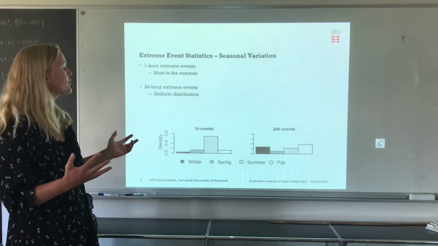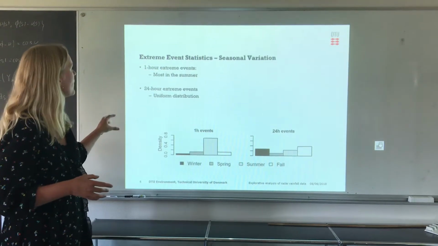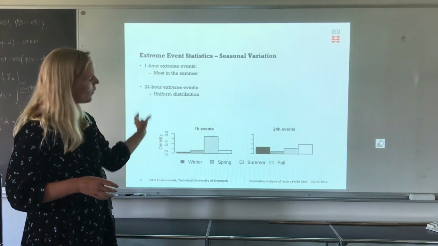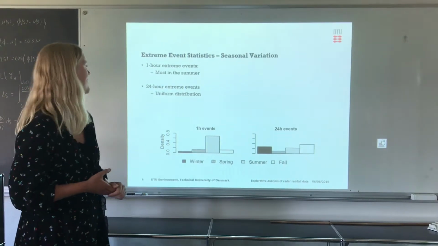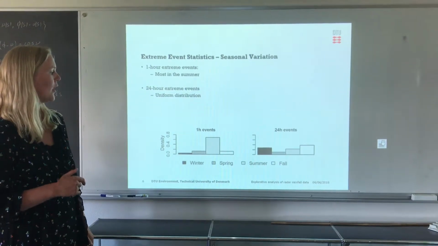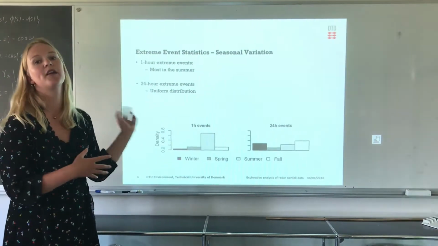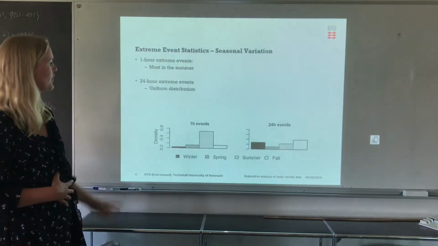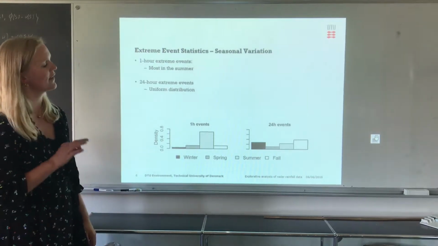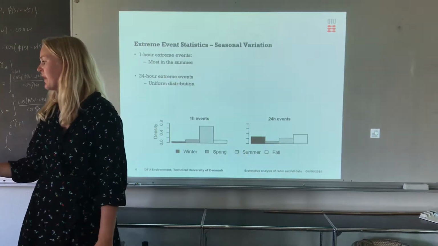And if we look at the extreme events sample, we can see that the 1 hour extreme events are mostly in the summer, while the 24-hour extreme events are more uniformly distributed, which corresponds quite well with the 1 hour extreme events. We expect these to be convective events, the thunderstorms, and the 24-hour events to be the front storms.